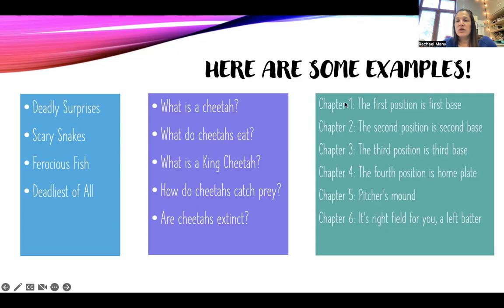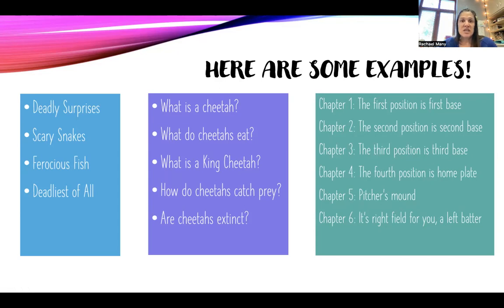And then you see this other one over here where the chapters are numbered. Chapter 1, the first position is first base. Chapter 2, the second position is second base. I bet you can guess what this book's about. If you said baseball or you were thinking baseball, you're right.